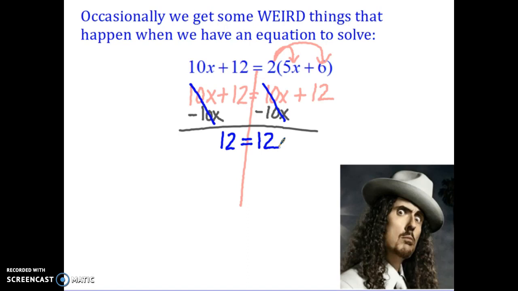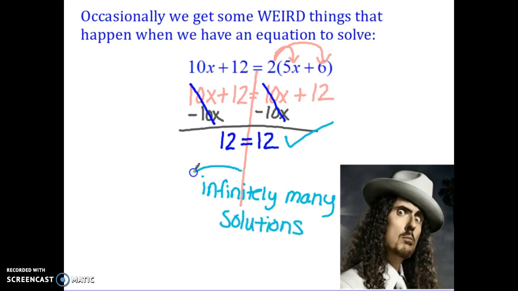Whenever my variables completely eliminate, right, I have no x's left anymore in the process of solving, then my equation either has infinitely many solutions or no solutions. And how we tell the difference is with what I have left. So if I look here, I see that I have 12 equals 12. And I have to think to myself, is that true? Does 12 equal 12? And yes, that's true. So that means that I'm going to have infinitely many solutions.